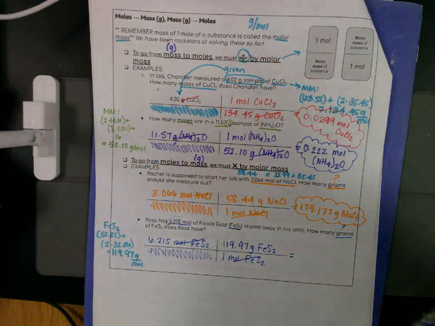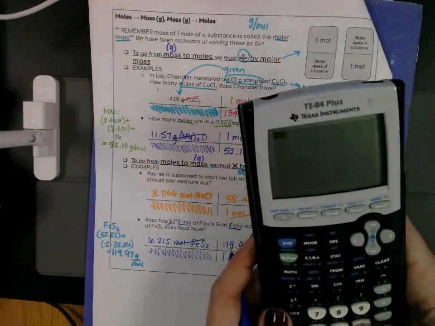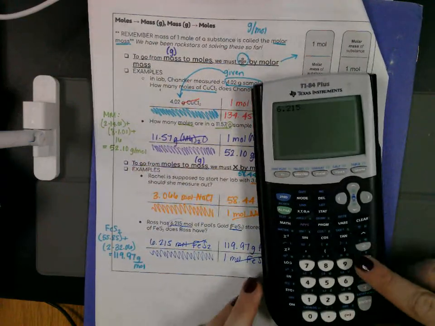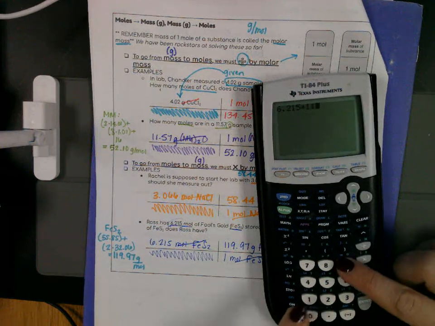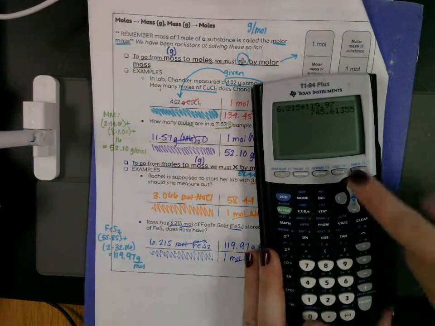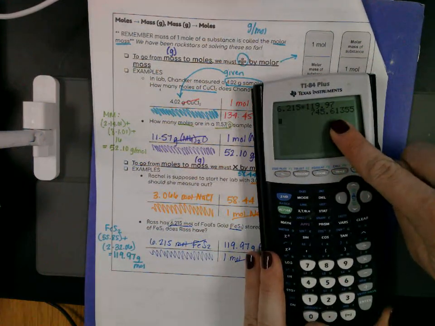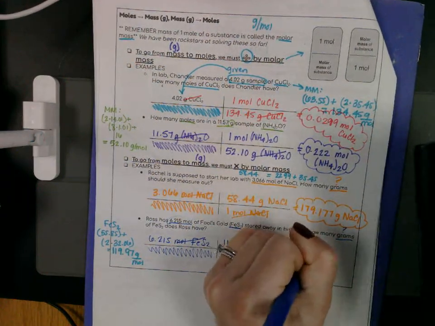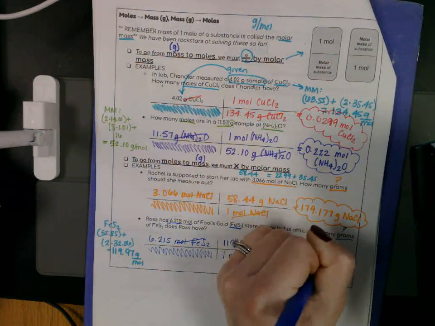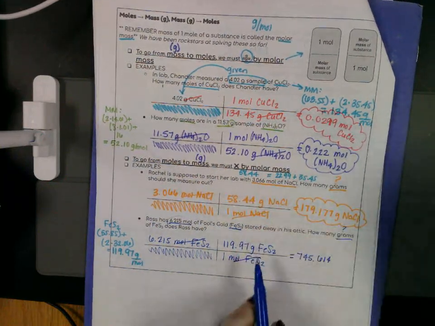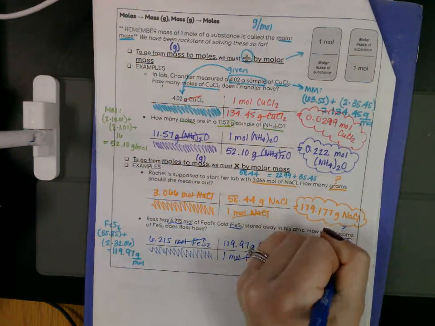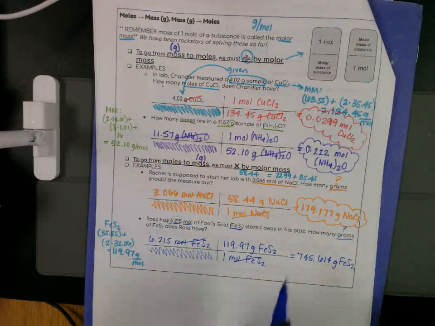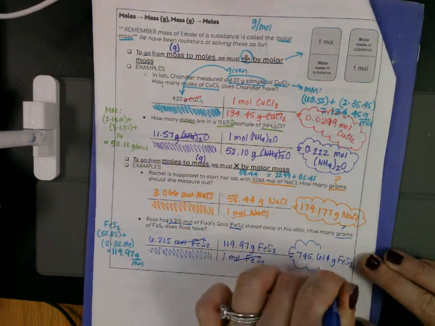I just need to multiply across the top. 6.215 times 119.97. So I get 745.614. And once again, whatever my units are left on top, grams of FeS2. I'm just going to cloud that.